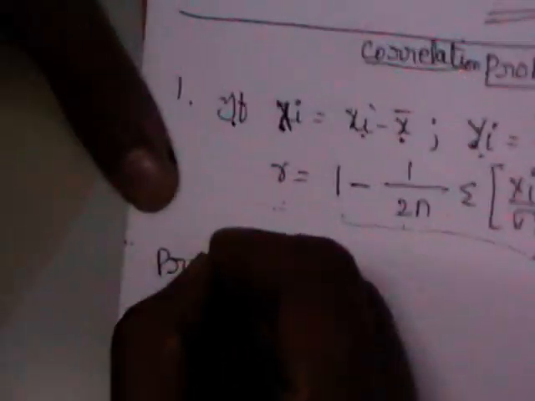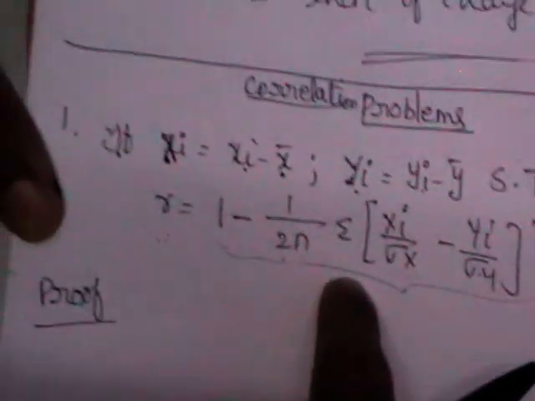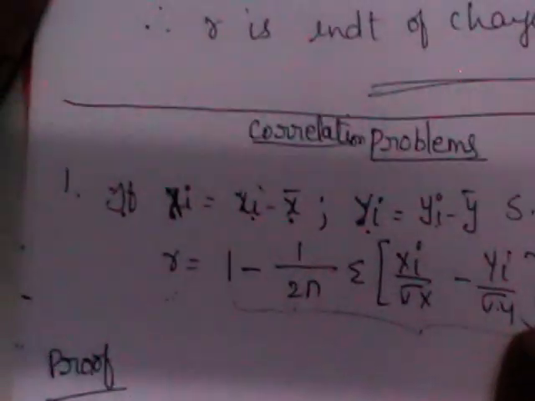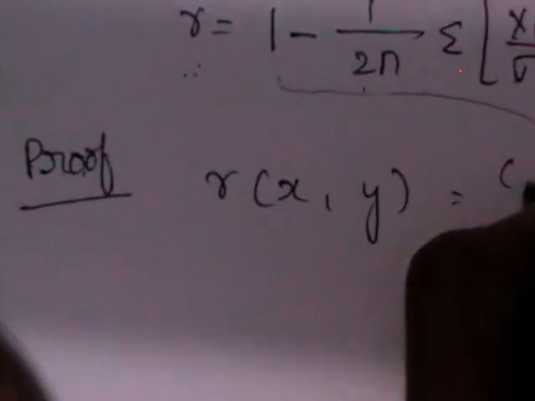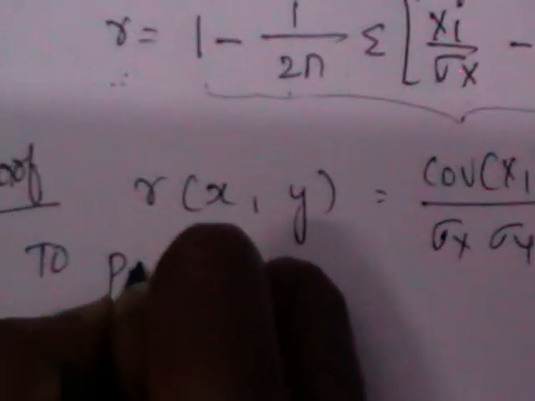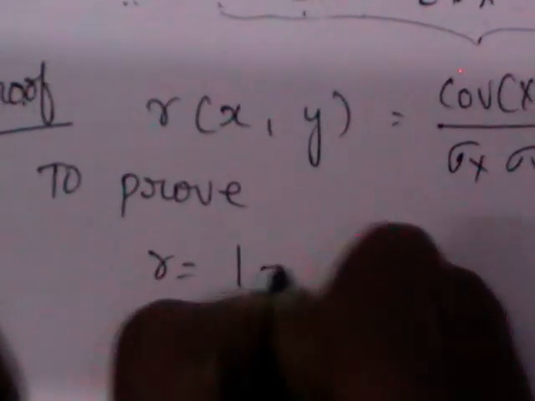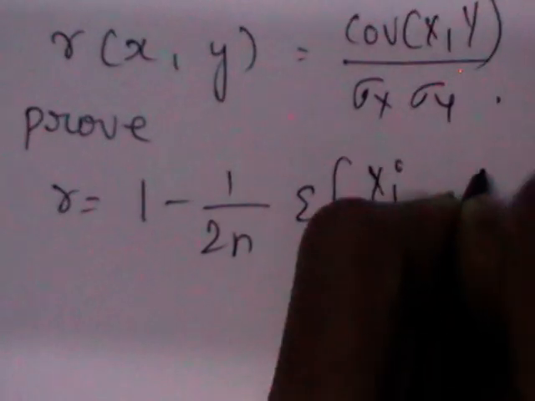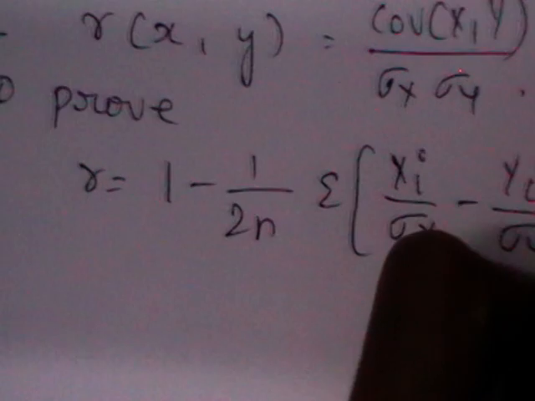So to prove this, you need to show LHS is equal to RHS. If you observe the given statement, LHS is a simple one, RHS is a big combination of 2-3 terms. You can simplify this to get R. Now tell me, what is the definition of R of xy? It is nothing but covariance of x comma y by sigma x into sigma y. Now let us consider what you need to prove: R is equal to 1 minus 1 by 2n sigma, xi by sigma x minus yi by sigma y, whole square.